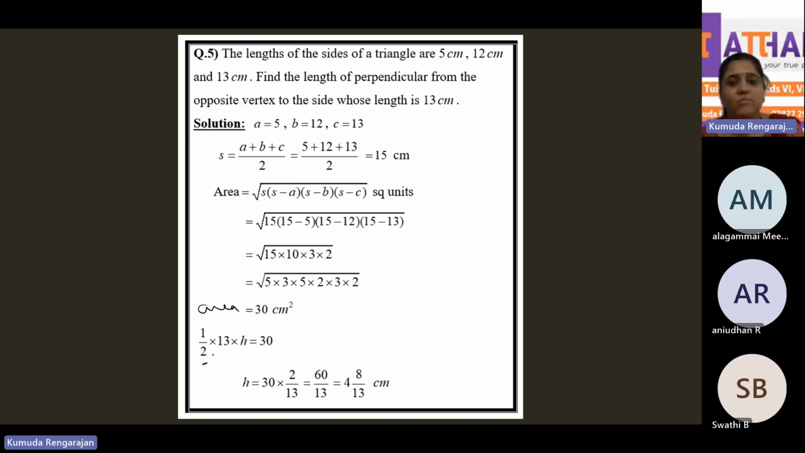See here, find the length of the perpendicular, meaning the altitude, from the opposite vertex to the side whose length is 13 centimeters. That means they're asking you to find the altitude to the base, which is 13 centimeters. That's all. Find the altitude corresponding to the base 13 centimeters. That's the question.